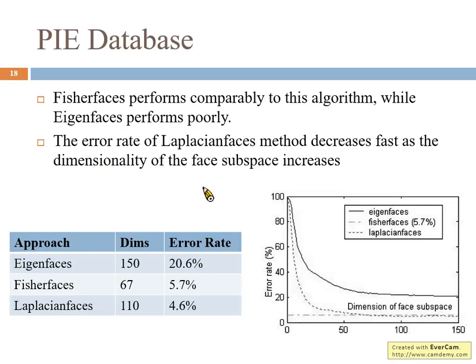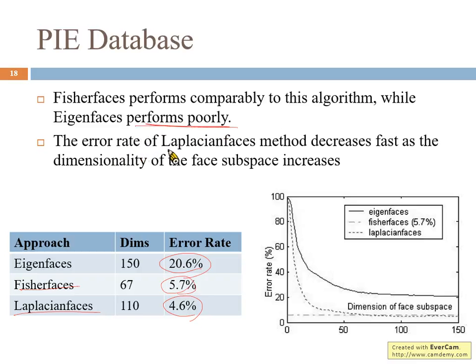Here is the performance based on the PIE dataset. As we expect, when the dimension of the reduced space increases, the error rate decreases. The best performance of eigenface is around 20% error rate, for fisherface it's around 5.7%, and for Laplacianface it's around 4.6%. In this case, fisherface performs comparably to Laplacianface, while eigenface performs poorly.